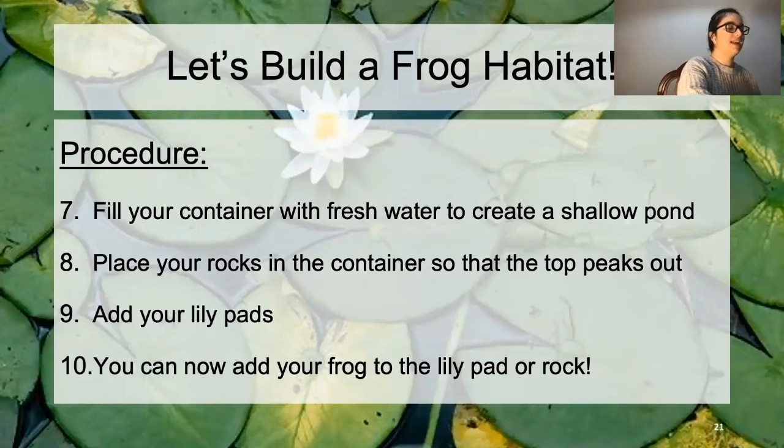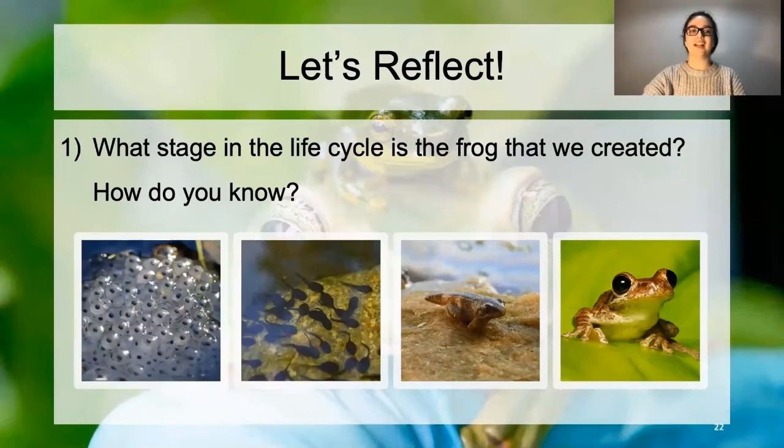If you would like, you can add some extra greens around your habitat, some more lily pads or some more rocks. Okay, let's reflect on our activity. What stage in the life cycle is the frog that we created? Remember, this is the outline of the frog we made. You might have colored it in differently. How do you know what stage it's in?